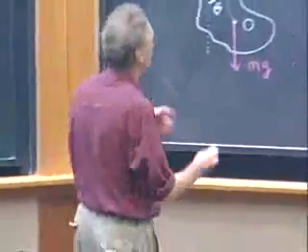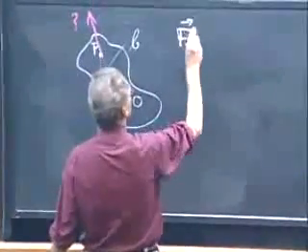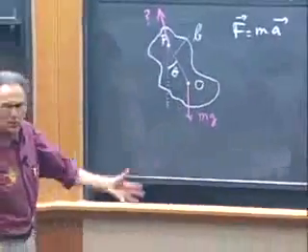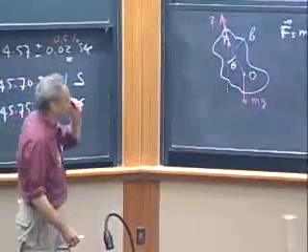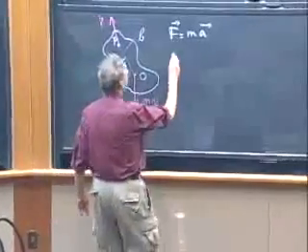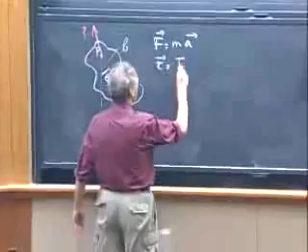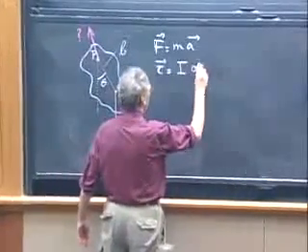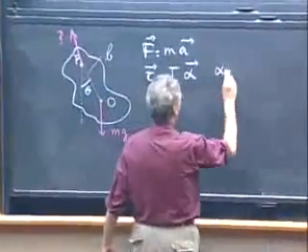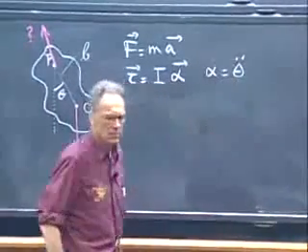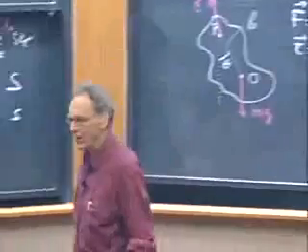Now, remember, F equals ma. When you deal with rotation of objects, and this is going to be a rotational problem, then this equation changes into tau, the torque, is moment of inertia times alpha, whereby alpha is theta double dot. It's the angular acceleration.